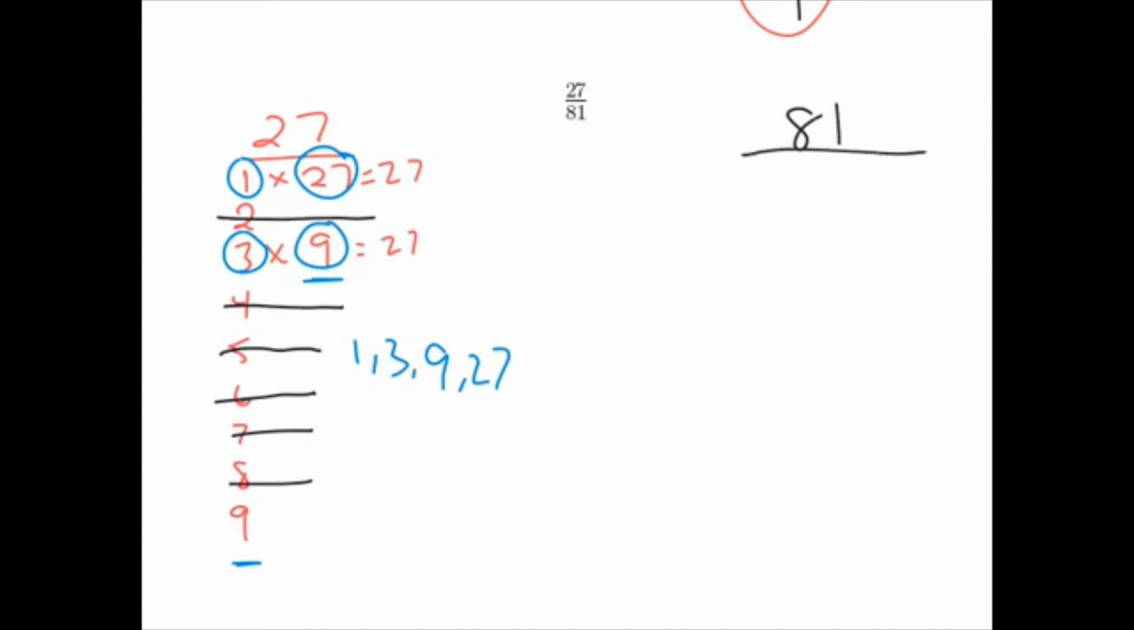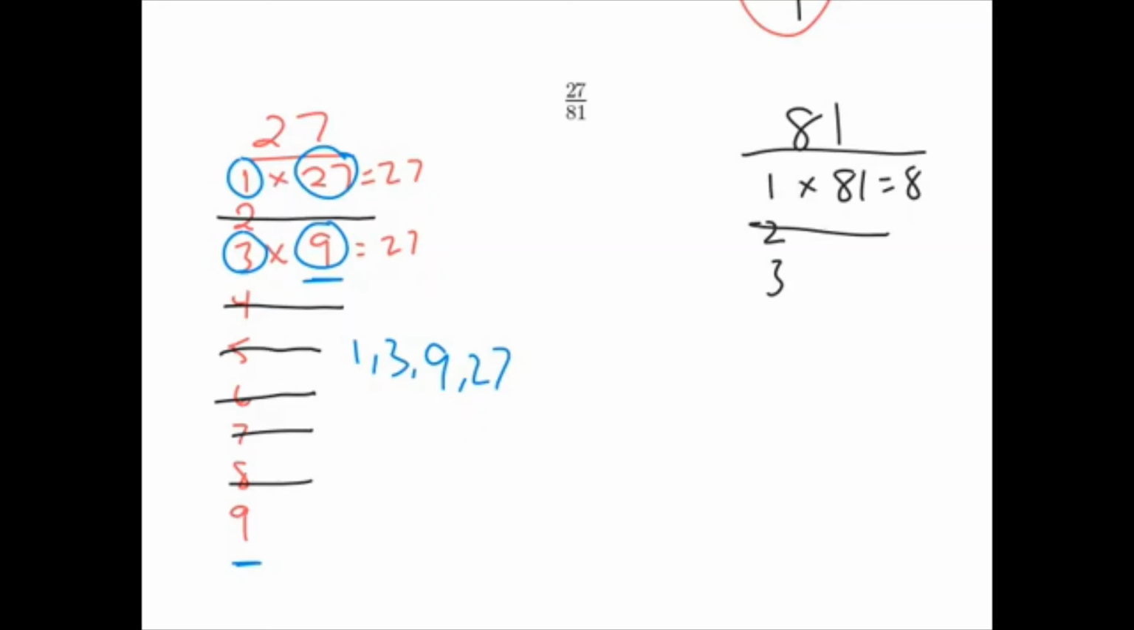Okay. And again, 1 times 81 would equal 81. 2 will not be a factor because 81 is an odd number. 3, a way to check if a number is divisible by 3 is to add the digits in your number. So here we would say 8 plus 1 is equal to 9, and we know that 9 is divisible by 3, therefore 81 is divisible by 3. So we know that 3 will be a factor.